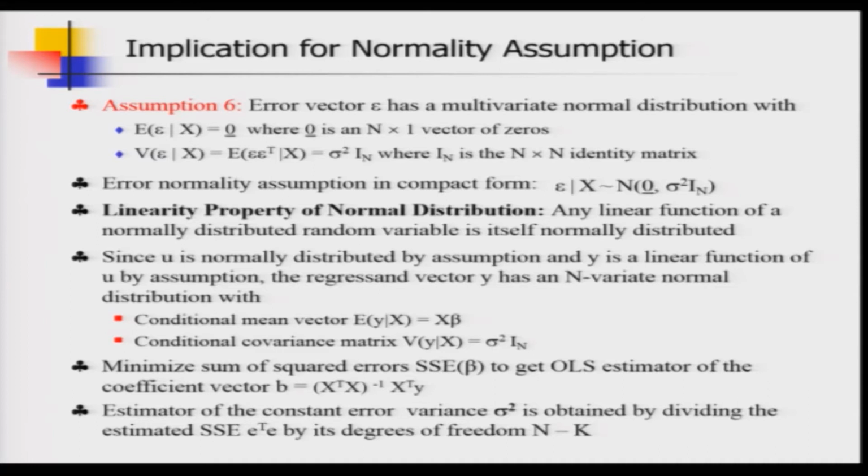Here the estimator of the constant error variance sigma square can be obtained by dividing the estimated SSE, the sum of square errors, which is given by E transpose E, by its degrees of freedom, capital N minus k. Now, what do I mean by this expression E transpose E? Here E is basically the sample residual, right.